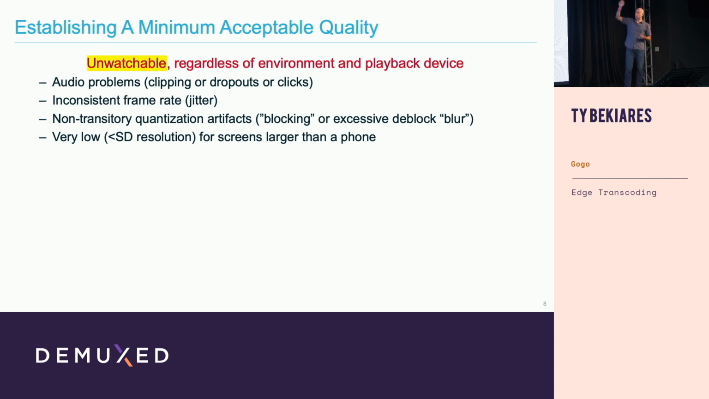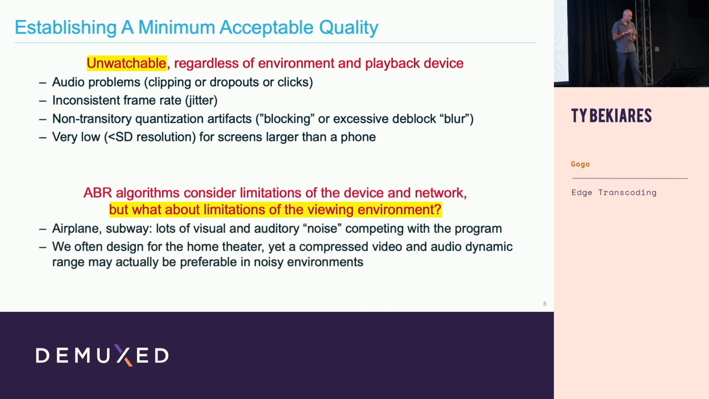An obvious one that, of course, we can measure with VMAF is non-transitory quantization artifacts. In general, I think it's okay if there's a lot of action and for a brief moment you've got some macro blocking or excessive blurring. You just can't run in a sustained mode like that. And finally, if you're watching this on anything larger than a phone, sub-SD resolution like QVGA, generally I would say is not good. You either get a lot of pixelization or it looks very blurry depending on the scaling algorithm.